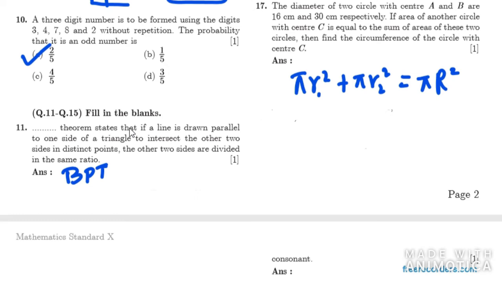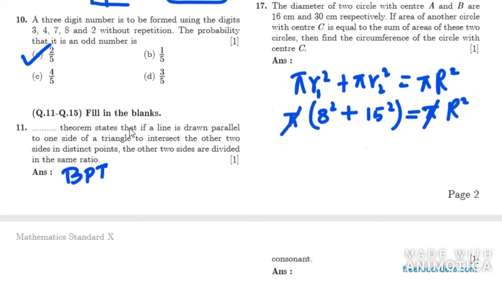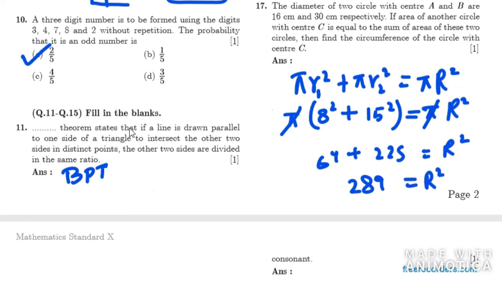So r for first is 8. Taking pi common from left hand side first of all, r1 square, r1 in this case is 8, so 8 square plus diameter of second is 30 and half of it is 15 square equals r square, and pi gets cancelled out. 8 square is 64 plus 225 equals r square. So 289 equals r square. Now under root of 289 will be r equals 17 meter.